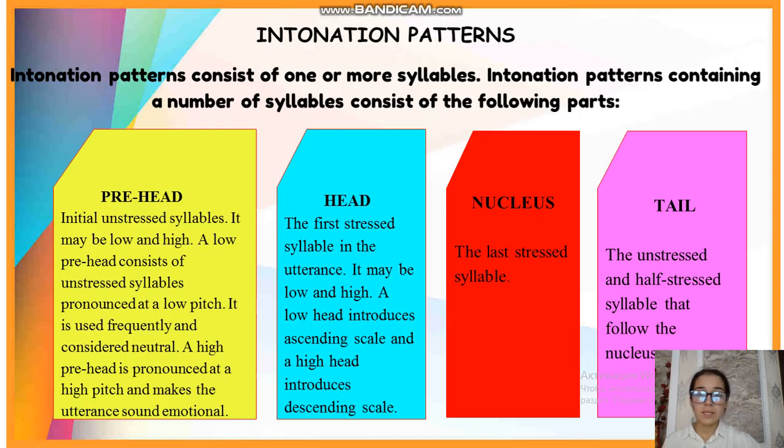The next one is intonation patterns. What is it? Let me explain it. Intonation patterns consist of one or more syllables. Intonation patterns containing a number of syllables consist of the following parts. What are the parts? Prehead, head, nucleus, and tail. They are the intonation patterns. Prehead: initial unstressed syllables.